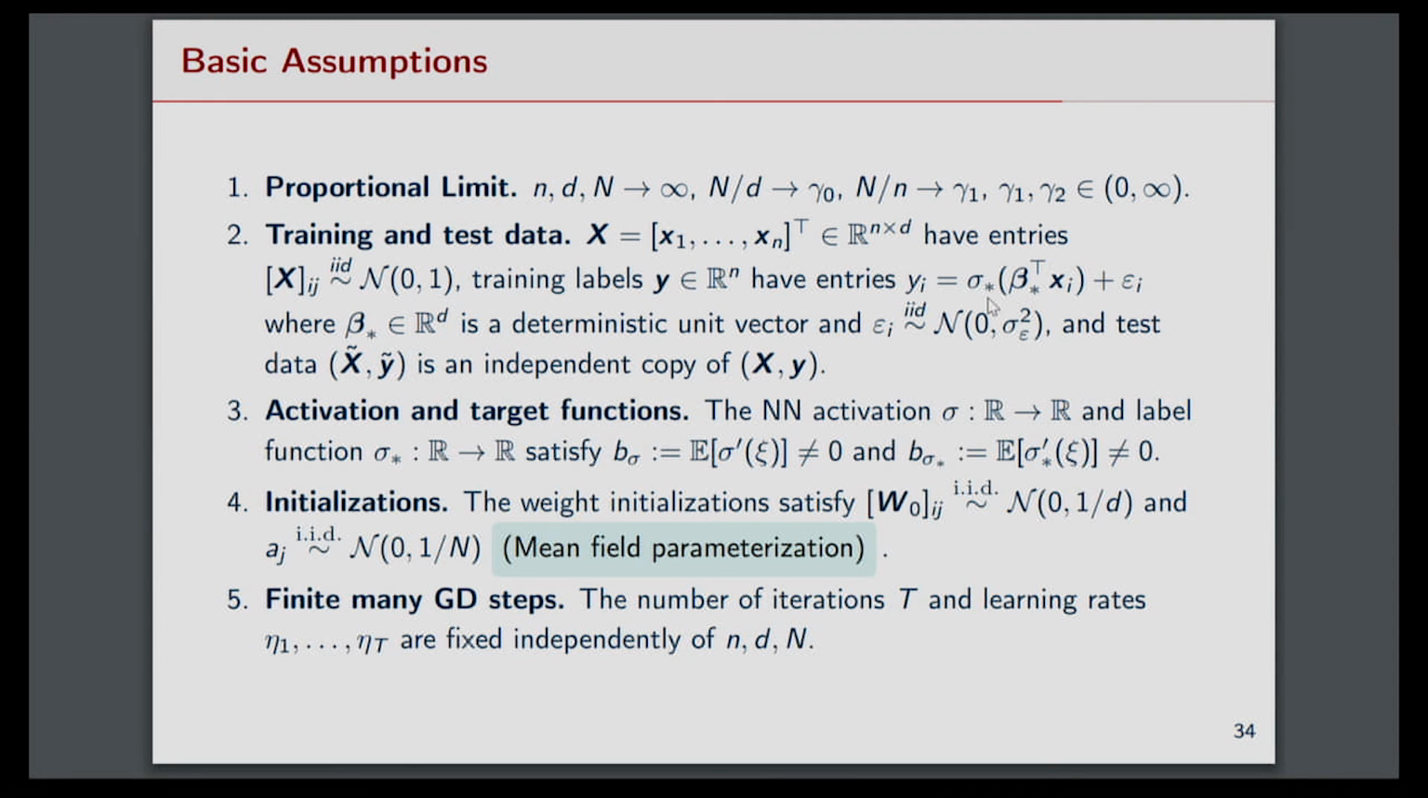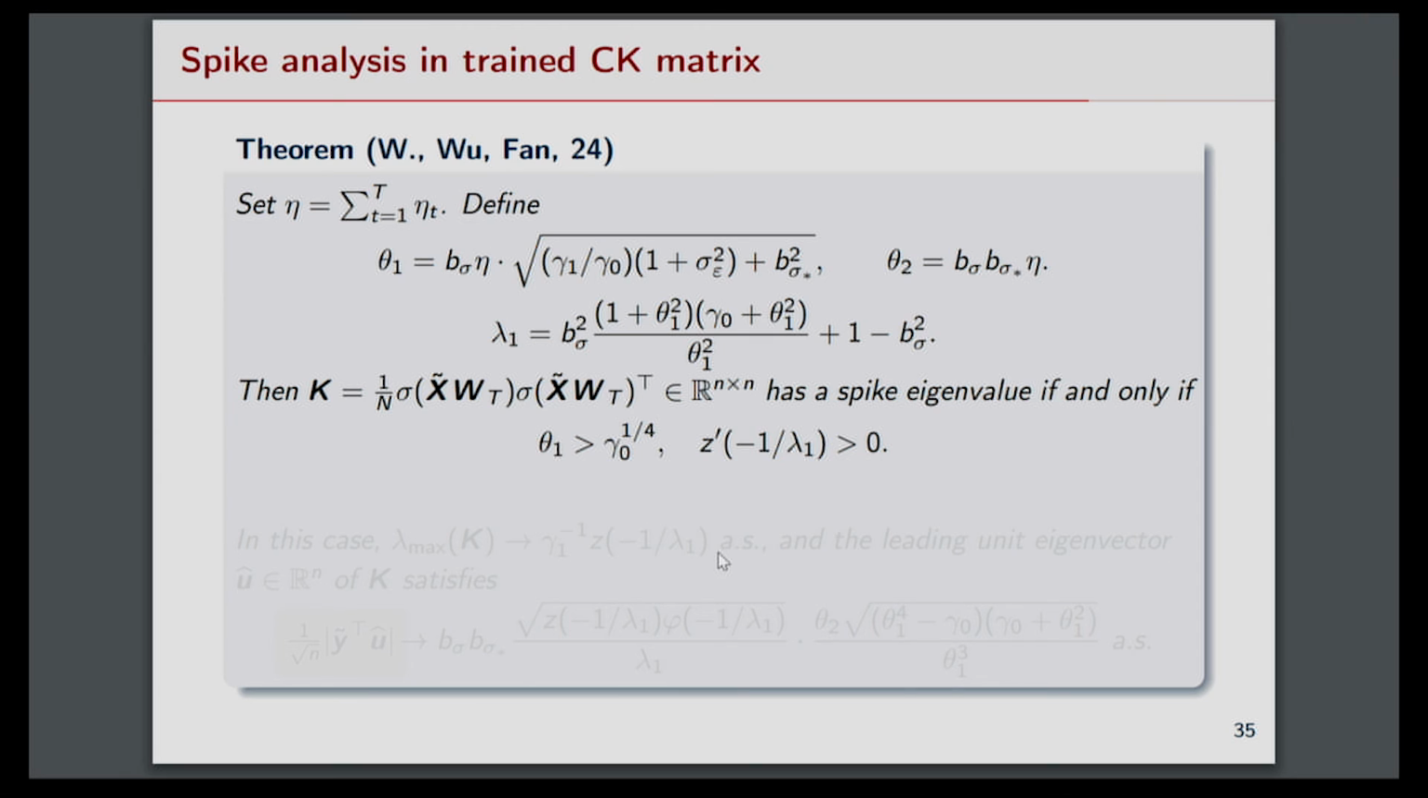And here are some assumptions for the activation function, initialization, and gradient descent. We just consider a finite number of steps of gradient descent. That's the setting. I just want to mention that the initialization is a little bit different from what I presented before. Here we use a mean field parameterization to make sure the output of the initial neural network is small. So based on this assumption, we can prove something for the trained CK matrix, the spike, and the corresponding eigenvector.